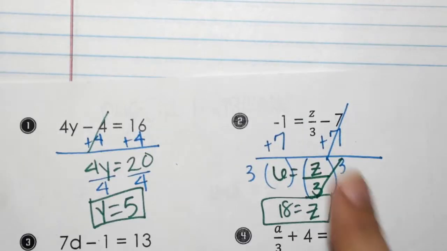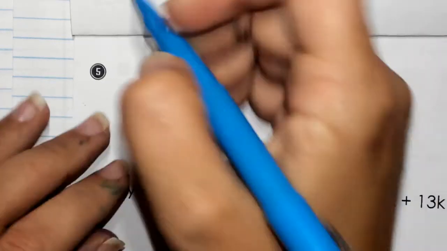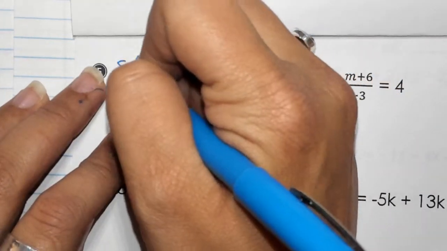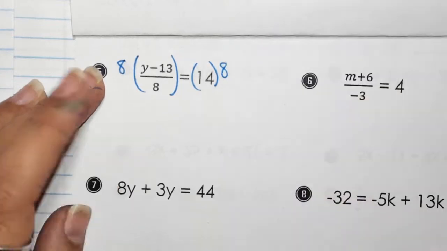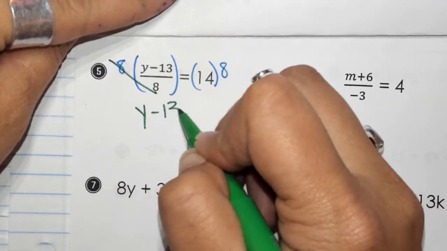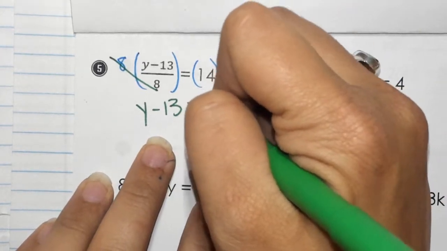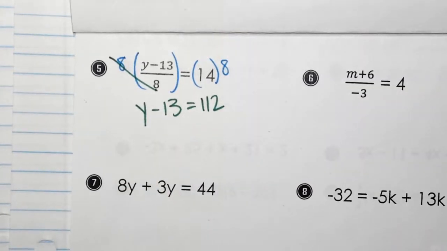So on number 2, we would add 7 first, but on number 5, what would we have to do first? Multiply. Yes, take a point. We have to multiply by 8. Tyler, can you tell me what 14 times 8 is? No judgment if you have to use a calculator. Look at you go. Take a point. And Tyler, can you also tell me what to do from here?